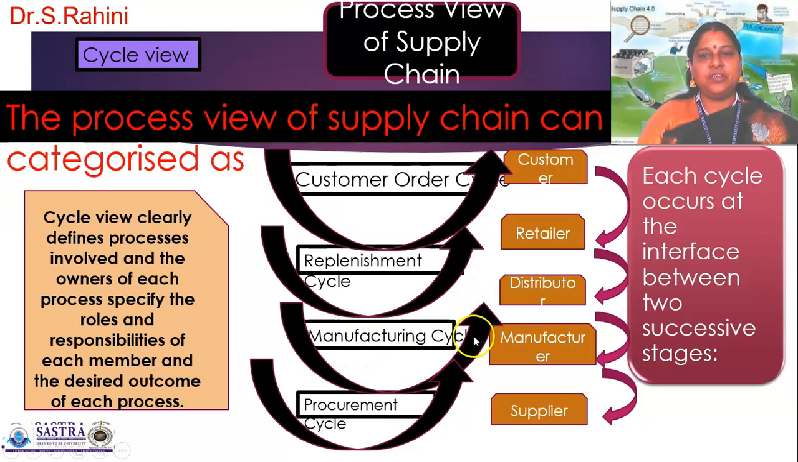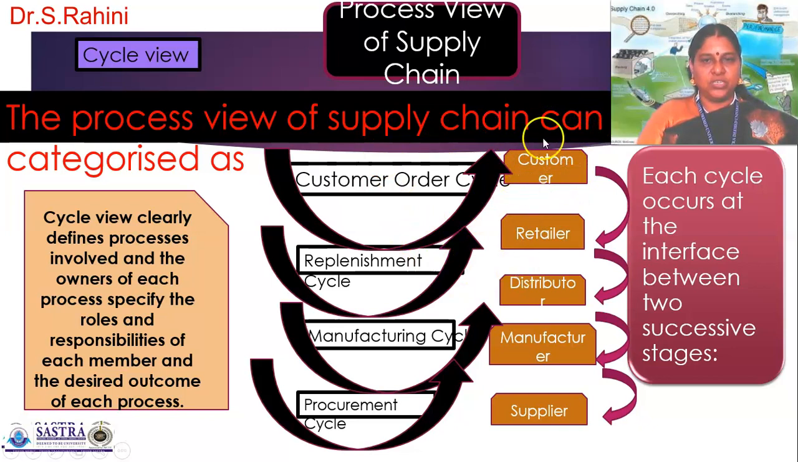And in the manufacturing cycle, there is the role between the manufacturer and the distributor. So he will be manufacturing it, and now he is going to send it to the distribution channel. So this is what is happening here. Then you can talk about the procurement cycle. The manufacturer will be procuring the material from the supplier. So for that, what are all the supply chain processes he is doing? So this is the way the cycle view of the supply chain is processing.